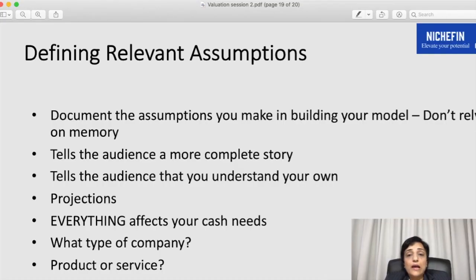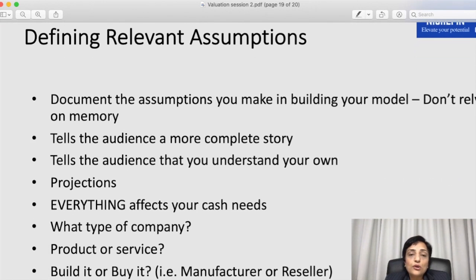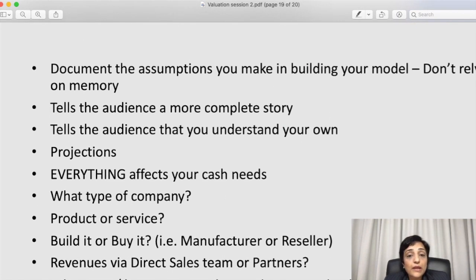Once we have all the information ready, we can start defining the assumptions. A document where the assumptions are stated should be prepared, and it should be clearly stated, so that the people you are presenting to in the end can go through your assumptions. Basically, they will know what story you have to tell them behind the numbers. So don't rely on your memory. Tell the audience a more complete story. Tell the audience that you understand your own numbers. Everything affects your cash needs.